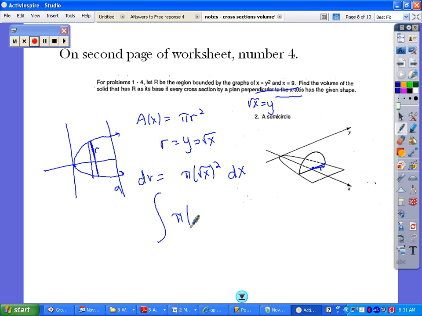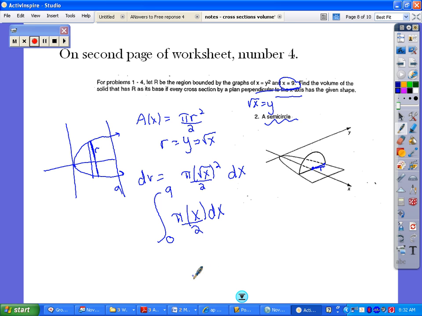So we have pi times the square root of x, squared, dx, and I'm going to integrate on my x bounds. So again, we're starting at 0, and because they said x equals 9, that's my ending point. And then we can either use our calculator or integrate it by hand. But the only thing is, and I missed this, it says semicircle, so the area we have to divide by 2. So this whole thing I need to divide by 2. Because it says semicircle, we take the area of a circle and we divide it by 2.